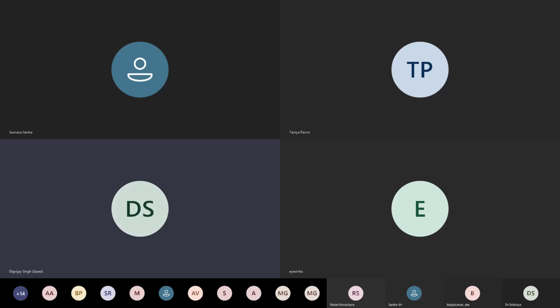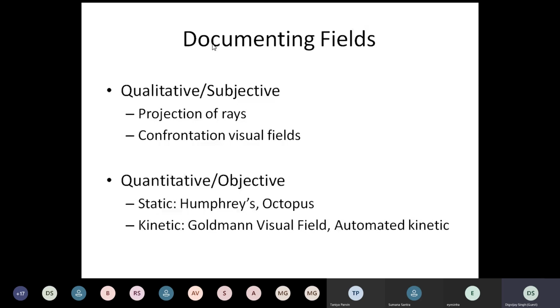Or PR, projection of rays, or you could do confrontation visual fields. And a quantitative or objective method of looking at visual fields is static perimetry, which could be the Humphrey or the Octopus, or a kinetic perimetry such as the Goldmann visual fields, which is very often used in neuro-ophthalmology, and I'll show you some pictures today. Or you could have the automated kinetic perimetry as well.